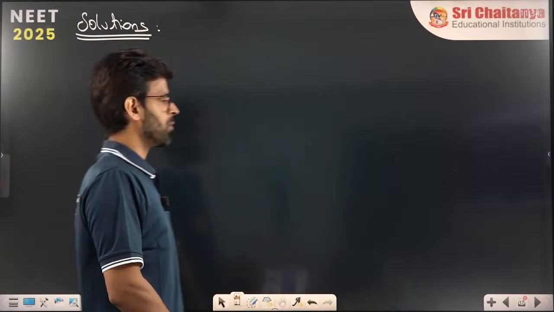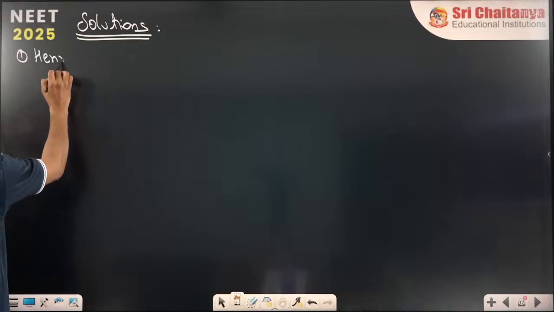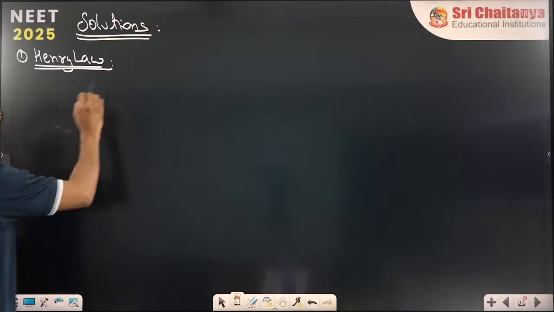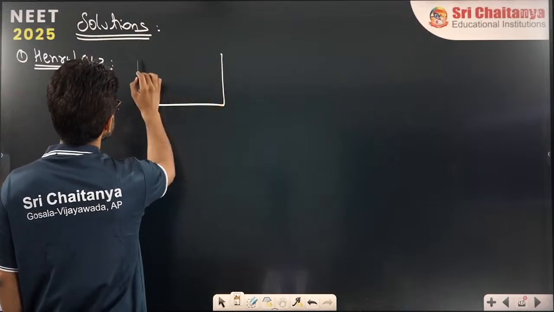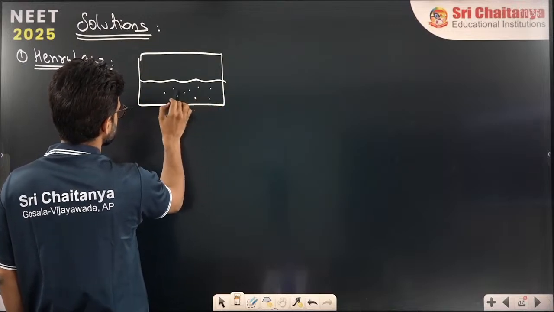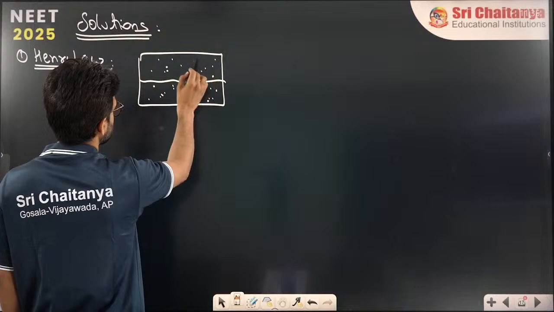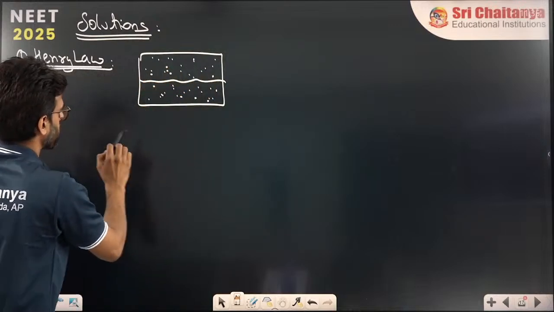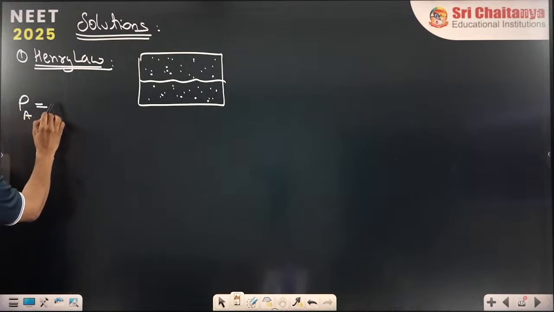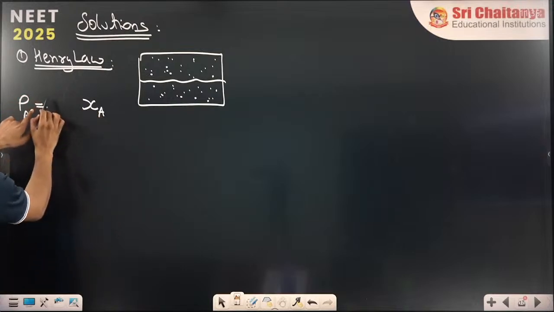So coming to the main point here, I am coming to Henry's law, right? So what is it saying, beta, see carefully. A gas will be more soluble in the liquid if the pressure of the same gas is high above the solution. Or the reverse way, the partial pressure of a gas will be high if the mole fraction of the gas in the solution is high.